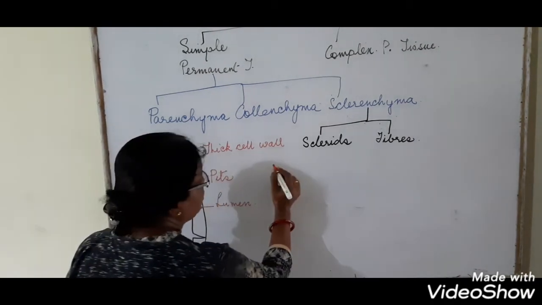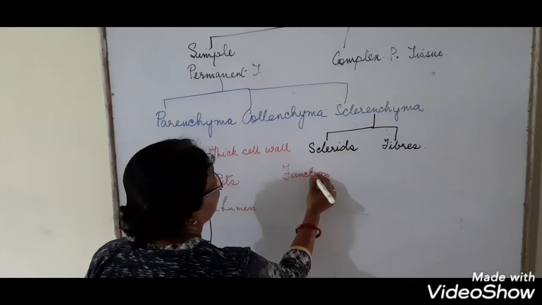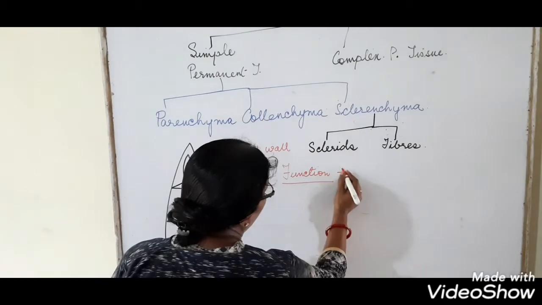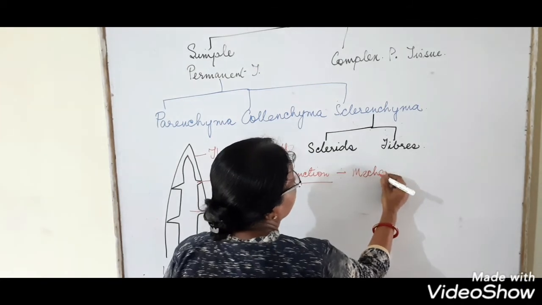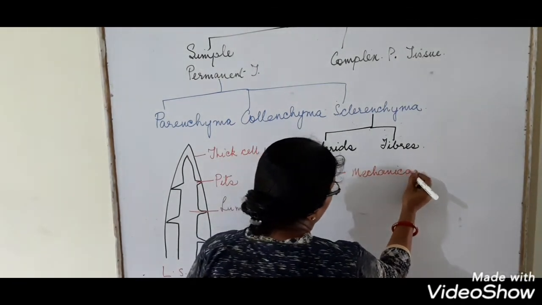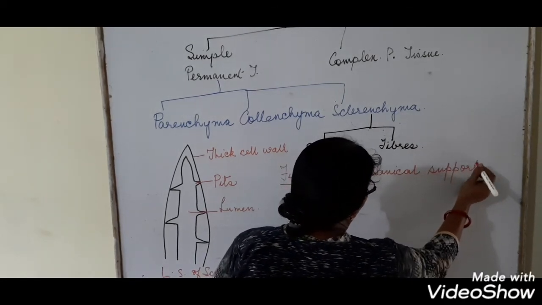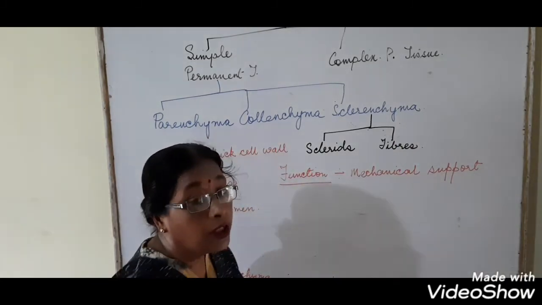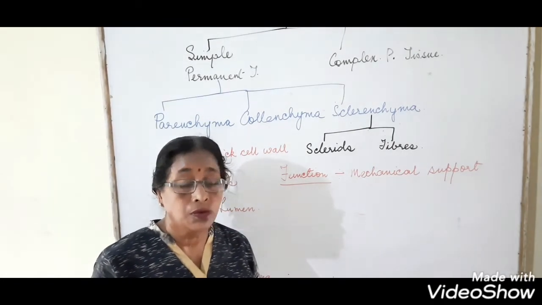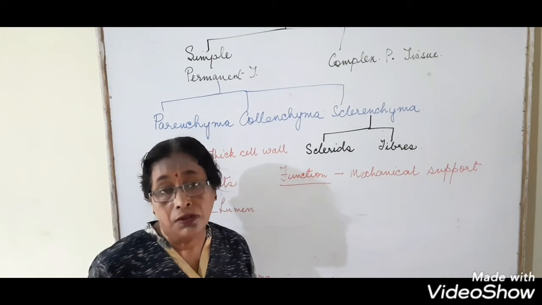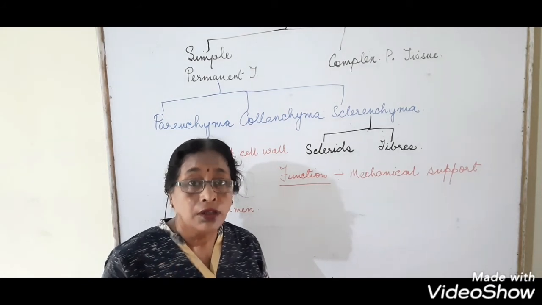Now what is the main function of the sclerenchymatous tissue? The first main function is providing mechanical support to the plant. Remember, they are made up of dead cells. They also protect the internal parts of the plant. Sclerenchymatous tissues can be of commercial use also, like jute and hemp, which are commercially used.